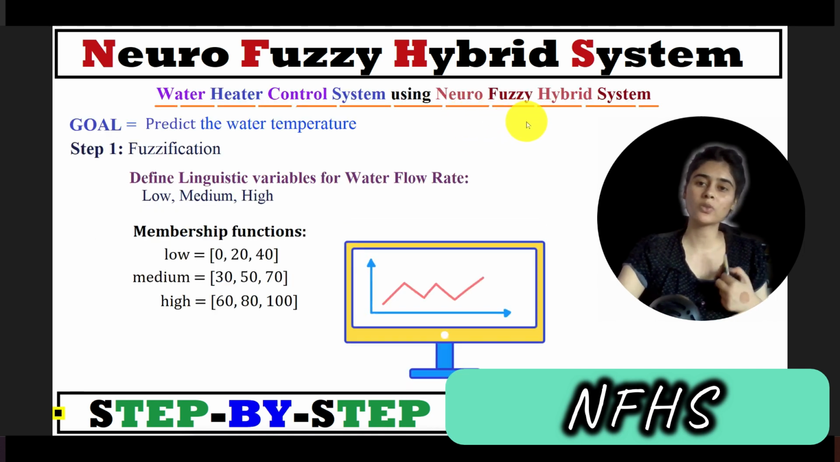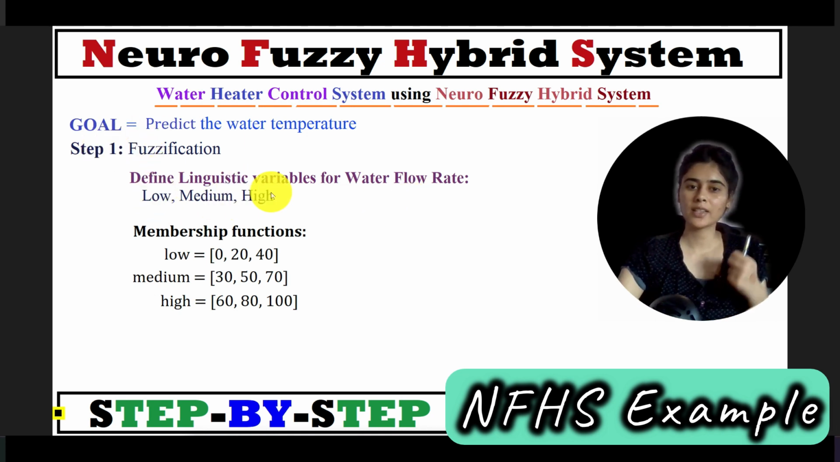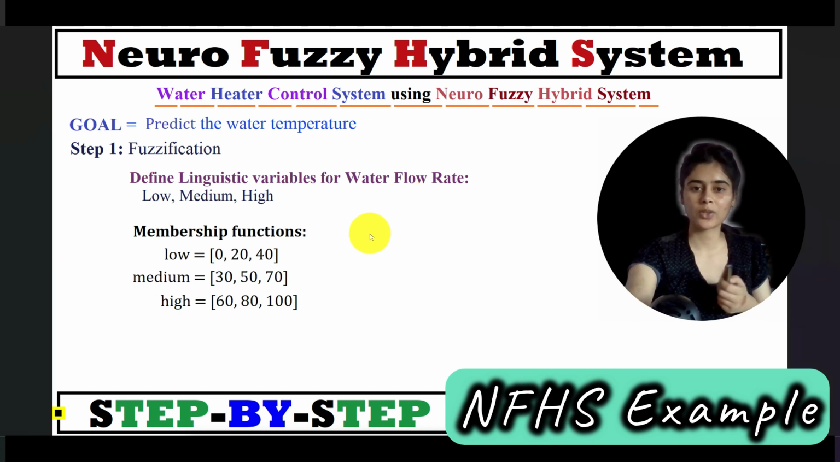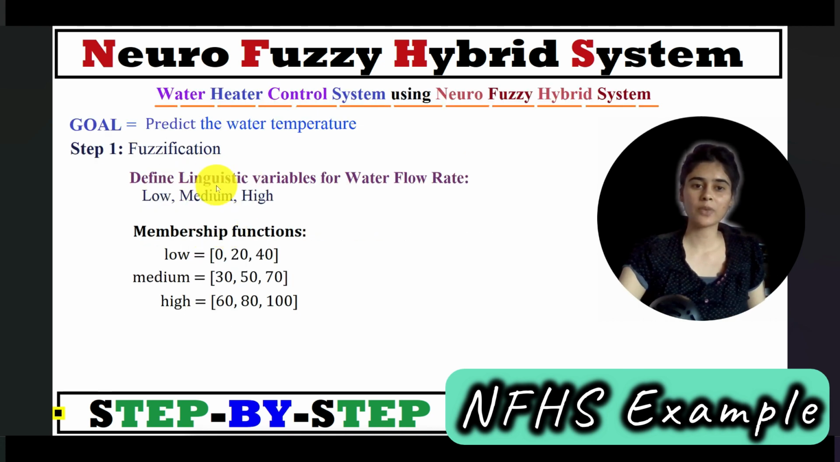Now we will use a Neuro Fuzzy Hybrid System to predict water temperature for a water heater control system. Here the first step is fuzzification. So first we will define the linguistic variables for water flow rate. So here we have water flow rate and heating time. In step 1 we will define the linguistic variables and membership functions for the input and output.